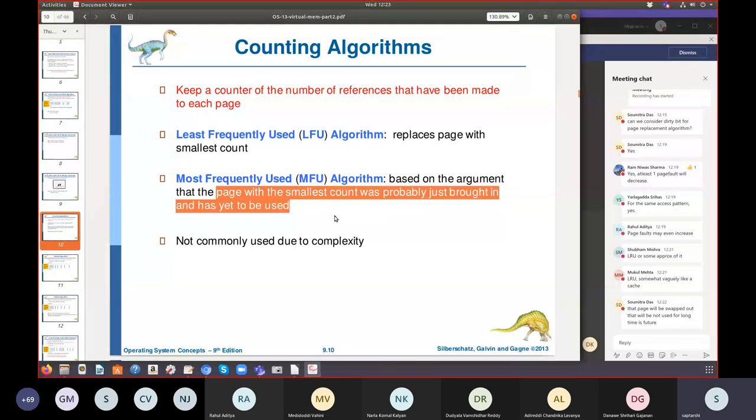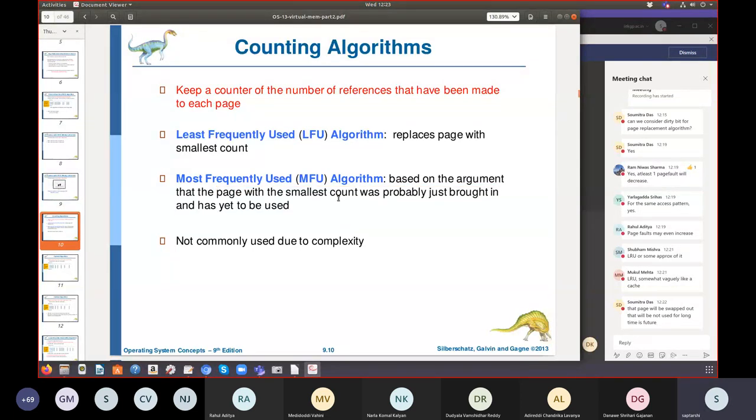So these two are opposite kinds of algorithms. LFU says replace the page with the smallest count because possibly it's not important. But MFU says that maybe this page has just been brought into memory, so don't replace it. Rather, replace the page which already has the most references, because probably that page's work is over. It has been accessed so many times, the process won't need to access it anymore. But again, these are complex algorithms and not much used. We will go towards what is used.